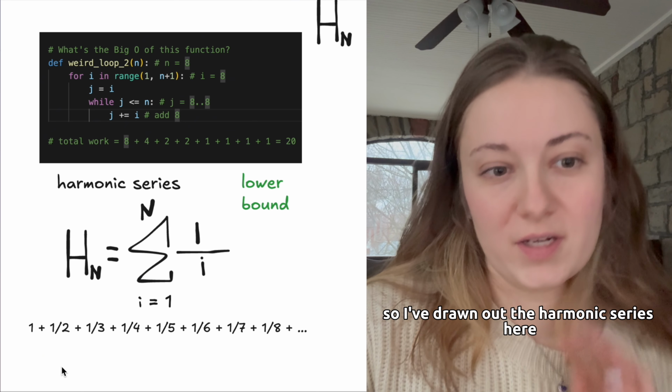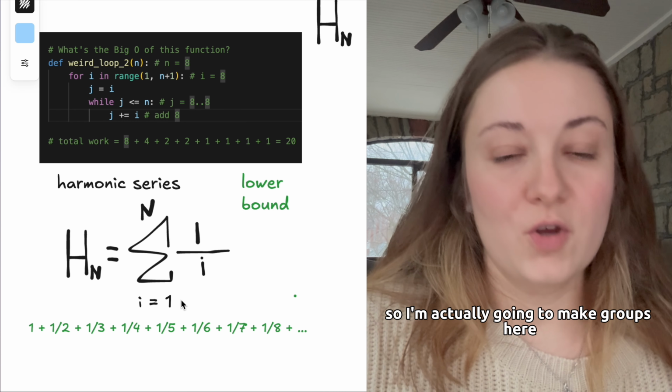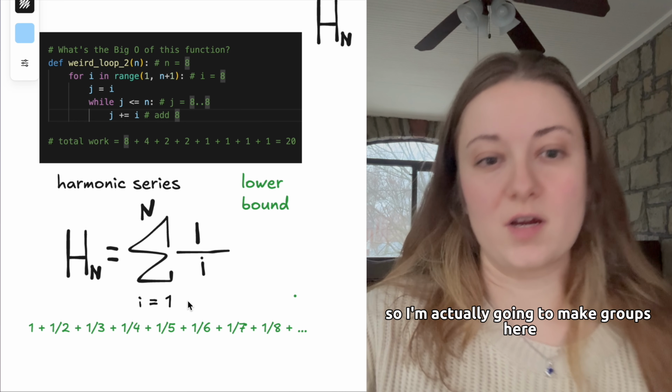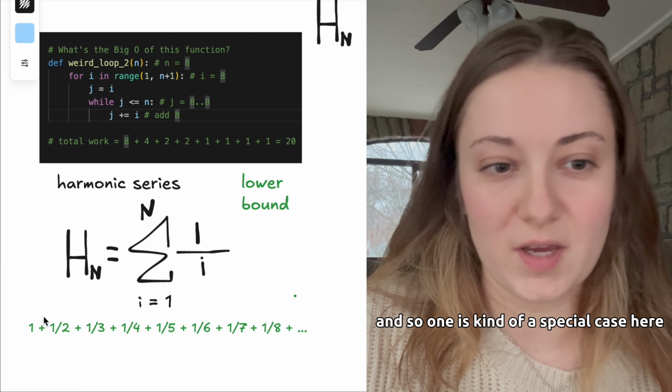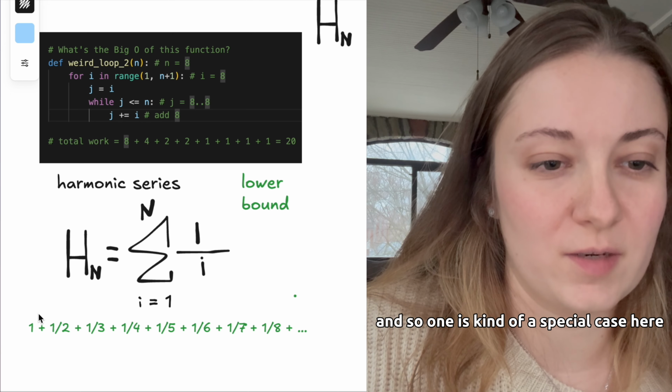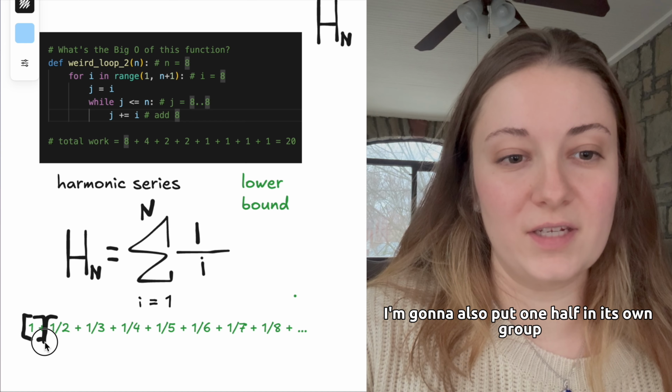I've drawn out the harmonic series here to some degree. We have 1 plus 1/2 plus 1/3, and so on and so forth. I'm actually going to make groups here, and the groups are going to be sized in powers of 2. 1 is kind of a special case here, but let's just make 1 its own group. I'm also going to put 1/2 in its own group.